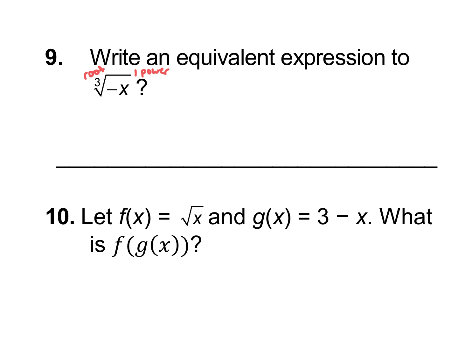Yep, so now we keep our base here. So we have negative x. And then how do I write my exponent? Power over root, so 1 over 3. And again, we're just rewriting the expression.